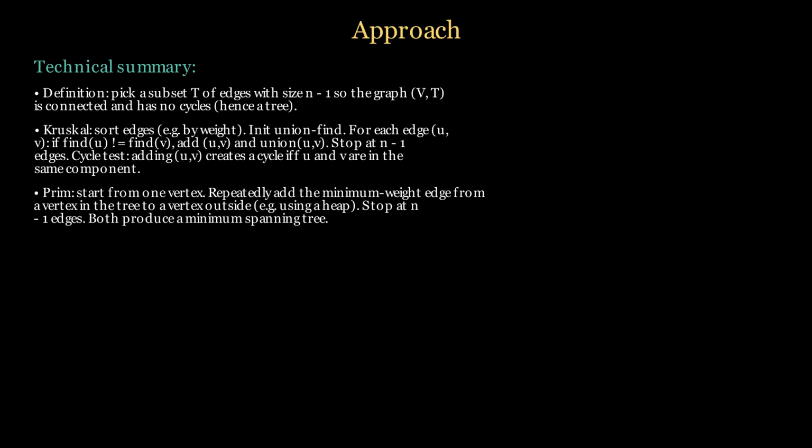Prim: start from one vertex and repeatedly add the minimum weight edge from the tree to the rest, for example using a heap. Stop at n-1 edges. Both algorithms produce a minimum spanning tree.